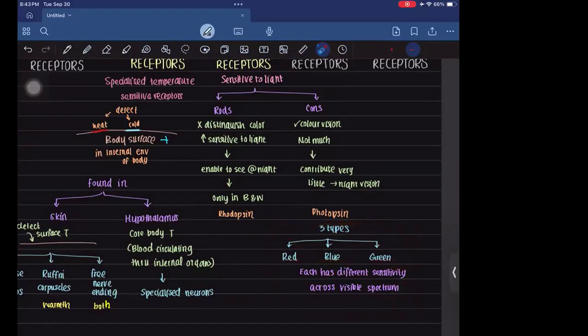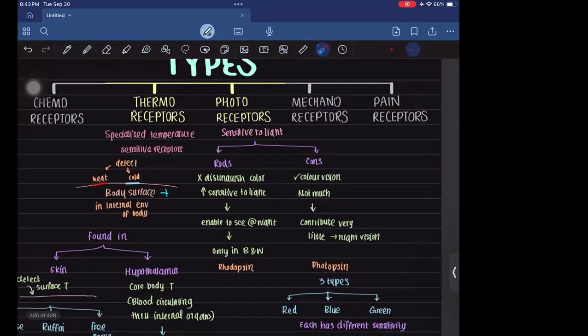So listen again. Photoreceptors, like the name says, will be detecting light. Photo means light. There are two types of photoreceptors, rods and cones. So what are rods? Will rods be distinguishing colors or not? No. Rods don't have the ability to distinguish colors. On the other hand, cones do provide color vision and they have the ability to distinguish colors.